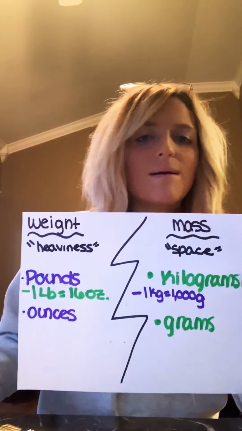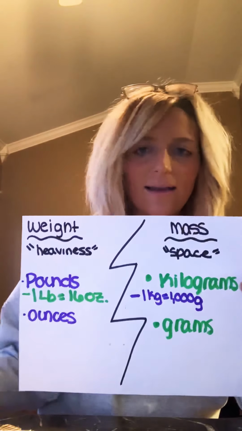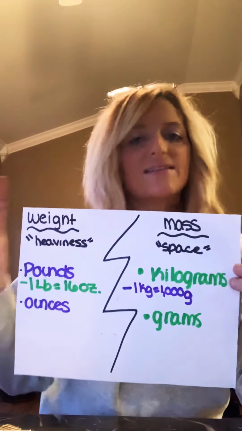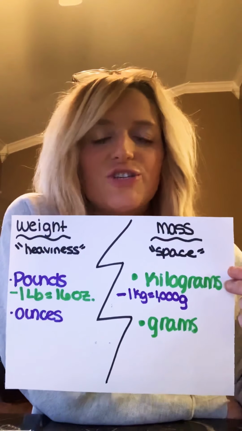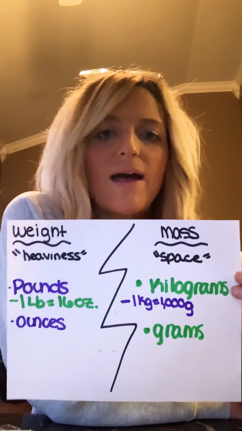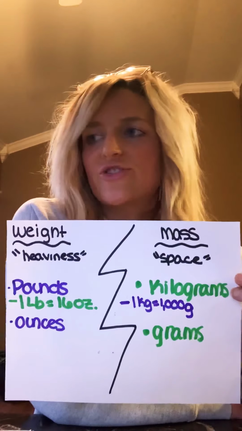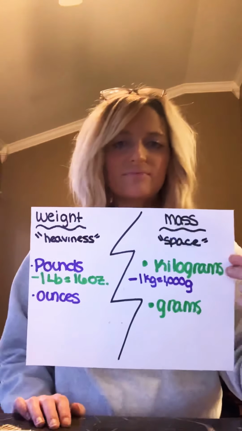So the easiest way to remember the difference between weight and mass: weight, think about holding something that's really heavy, it's heaviness. And mass has to do with just the space. Doesn't matter how heavy something is or how much it weighs, just how much space it takes up. Okay, with that said, we're going to do some activities. Just like with our liquid volume, I'm going to hold up some examples and see what you think might be the best tool to measure these objects.